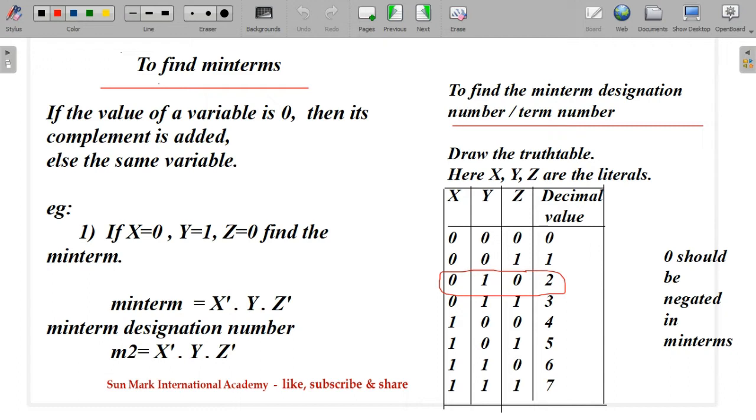Next we need to find the minterm designation or term number. What is the corresponding decimal number of the minterm? That is the term number or minterm designation number.